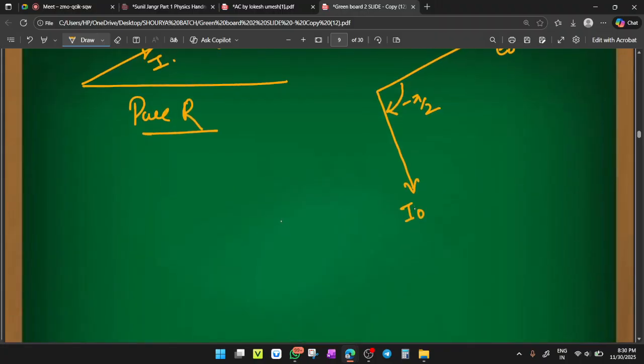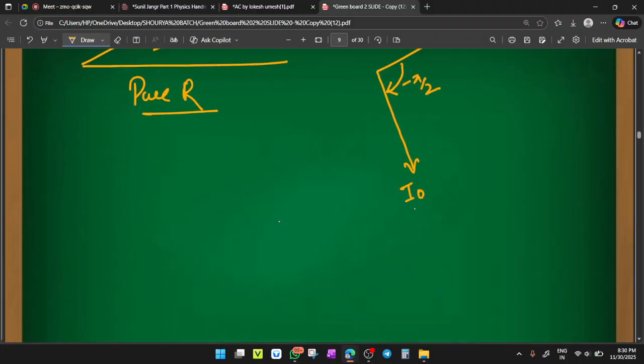Then in a pure capacitive circuit, who will lead? Current will lead, by an angle of pi by 2. So if your voltage is E naught here, your current will lead with an angle of pi by 2. This will become your I naught. Clear?